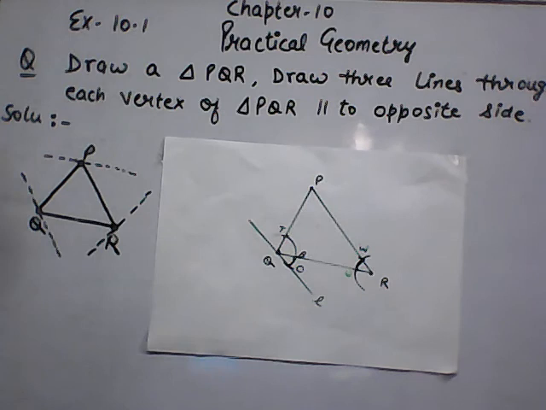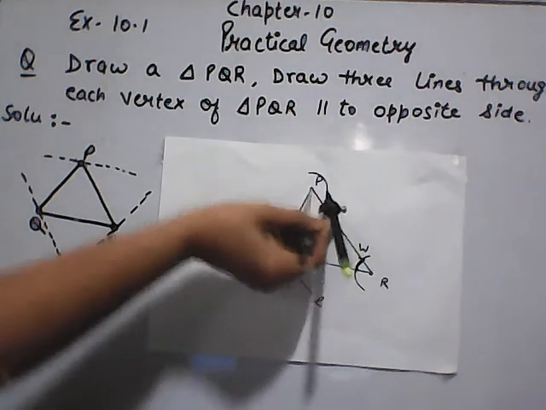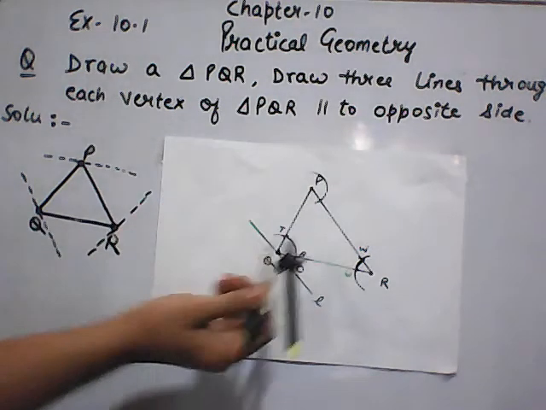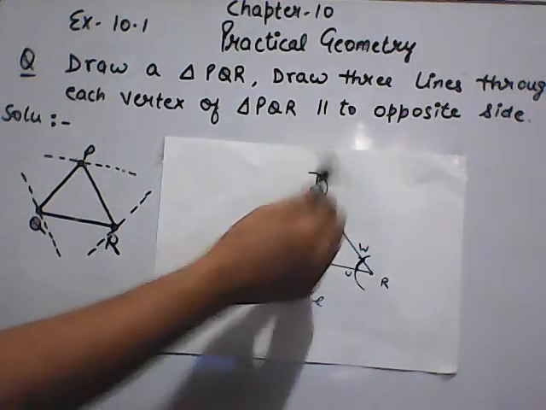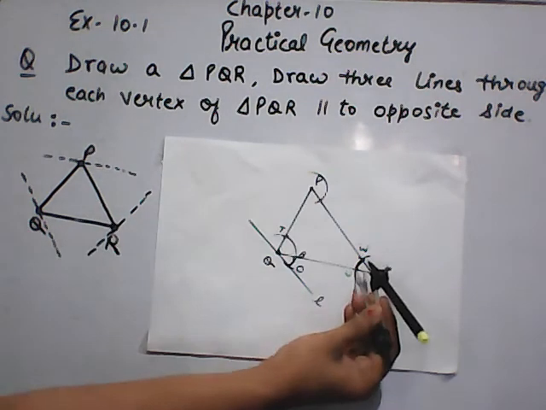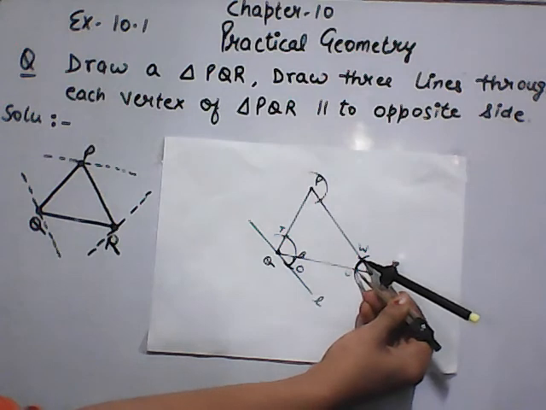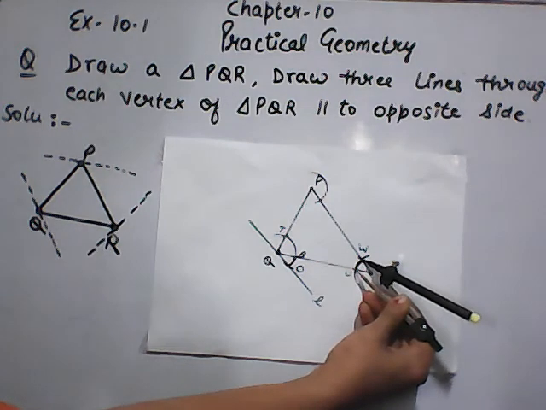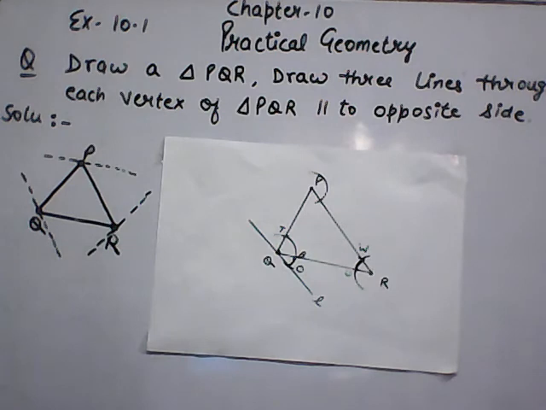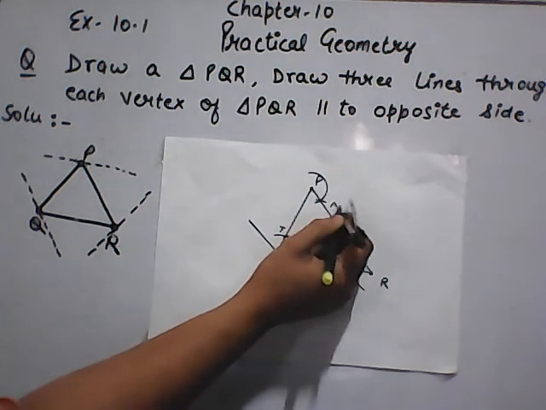You have to draw an arc at point P in this way. Now, you have to make alternate interior angles. You have to measure angle QWU. Suppose this arc cuts PR at point M.